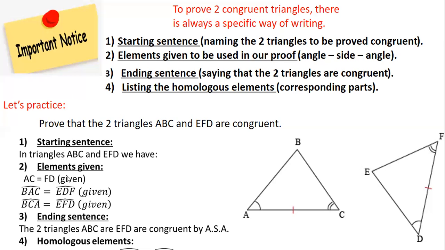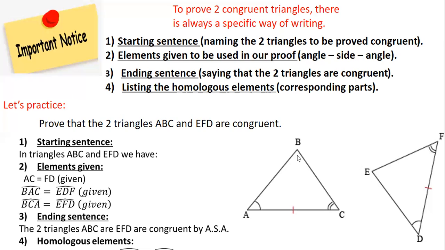As you can see, here are the elements. We have the sides, we have the angles here. Now, number 3, I should write an ending point. Always I end: the two triangles ABC and EFD are congruent by ASA, because I used angle, side, angle. Now, step number 4, I should write or list the homologous elements.